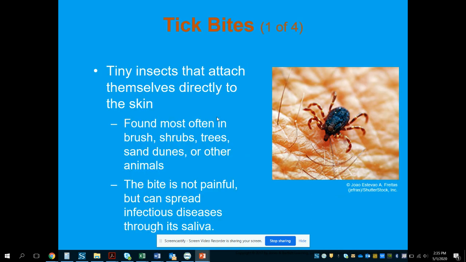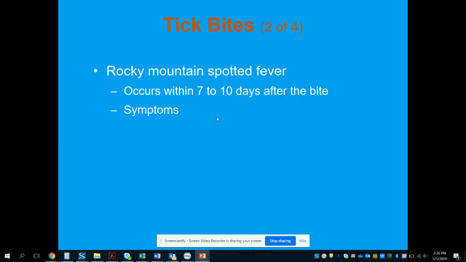Now, tick bites. These are tiny insects that attach themselves directly to the skin, and they are found most often in brush, shrubs, trees, sand dunes, or on other animals. The bite is not painful, but it can spread infectious disease through its saliva. And you might see that question again, how is it spread? It is through the saliva.